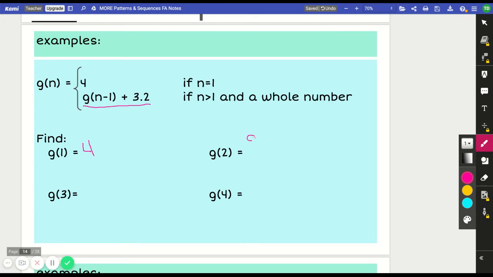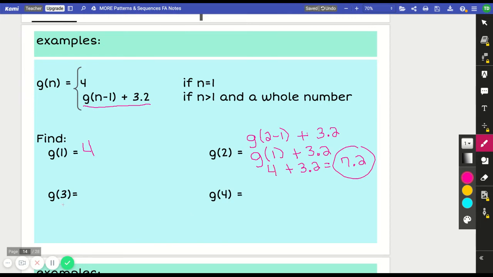So I'm going to do g of 2 minus 1 plus 3.2. So g of 1 plus 3.2, g of 1 is 4 plus 3.2, that gives me 7.2. So g of 2 is going to be 7.2.